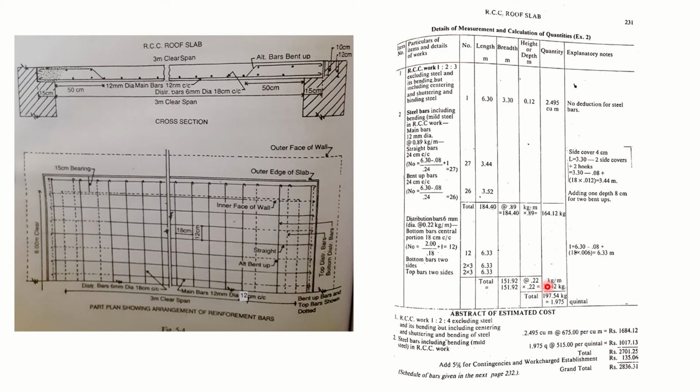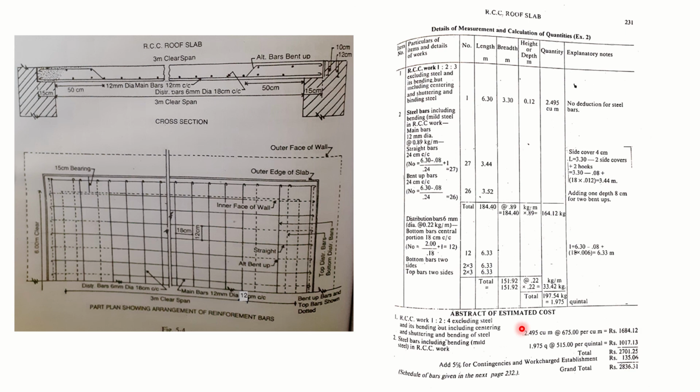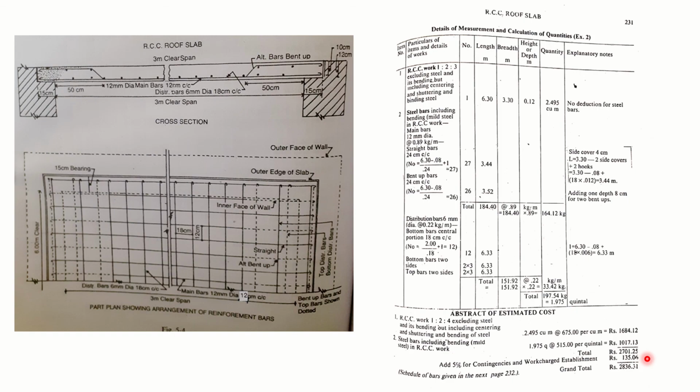And then we can calculate. This is the abstract sheet which shows the concrete. They've assumed some amount, the value of this rate, and then we found out this estimate. Similarly for steel we found out, then adding the contingencies and other charges, we get the total.